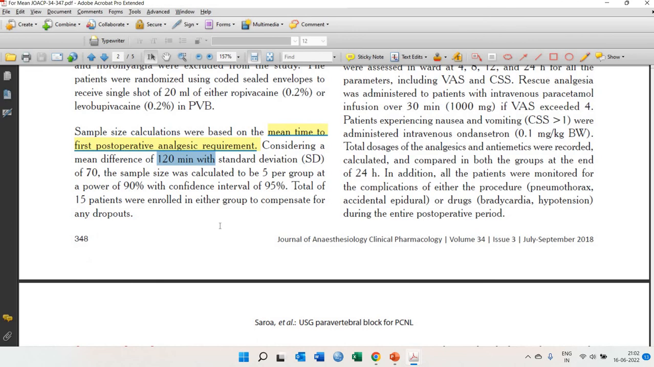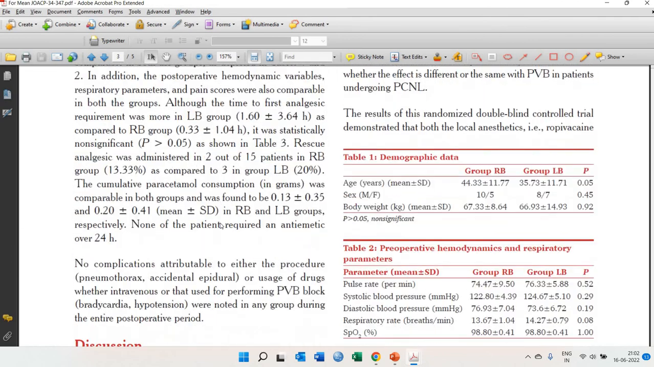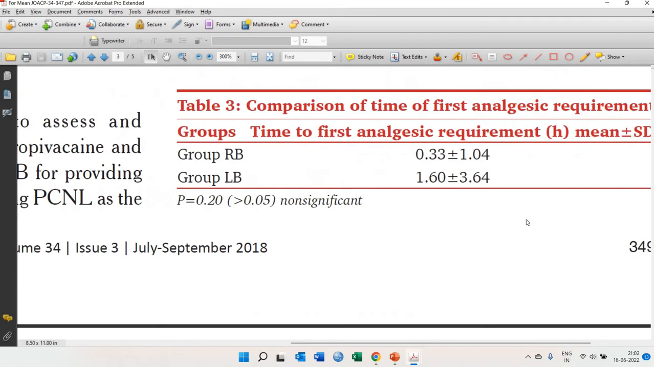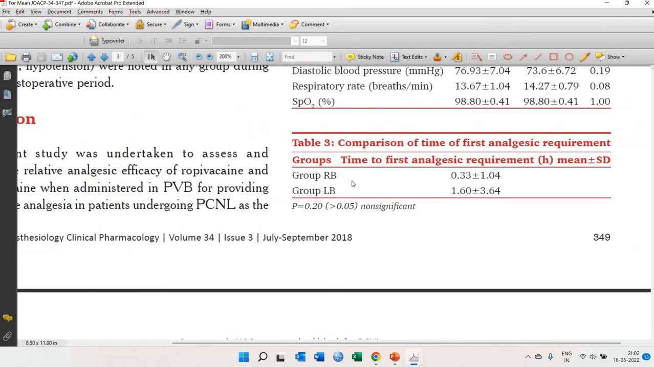So you'll have a mean and a standard deviation that will be there. And you keep scrolling down and look at the tables and the results, and you will find this particular table here. So here you can make out that the two groups have two different means and standard deviations, that is the time to first analgesic requirement.